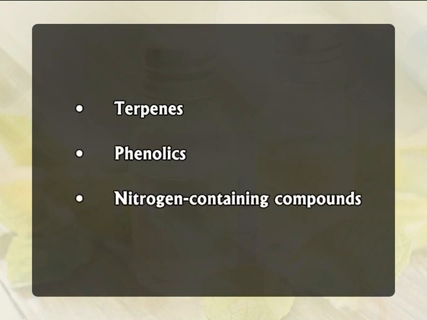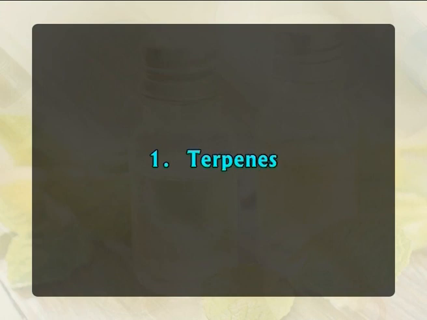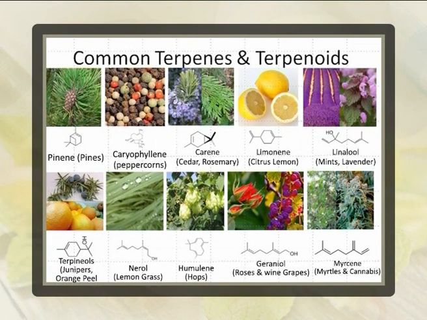Plant secondary metabolites can be divided into three chemically distinct groups: terpenes, phenolics and nitrogen containing compounds. First we will discuss terpenes. The terpenes or terpenoids are the largest group of secondary metabolites produced by plants. Most of the compounds in this class are insoluble in water. Terpenes may or may not have well-defined functions in the plants.